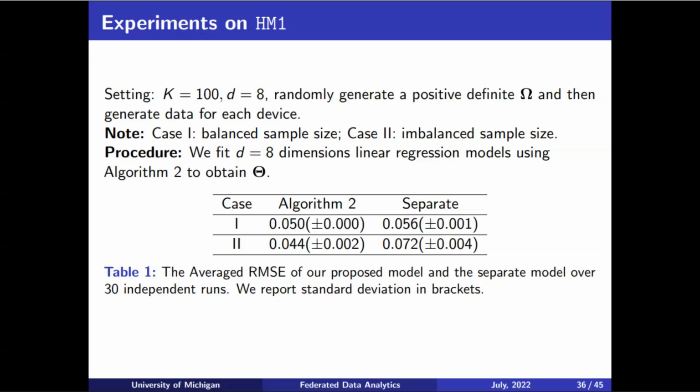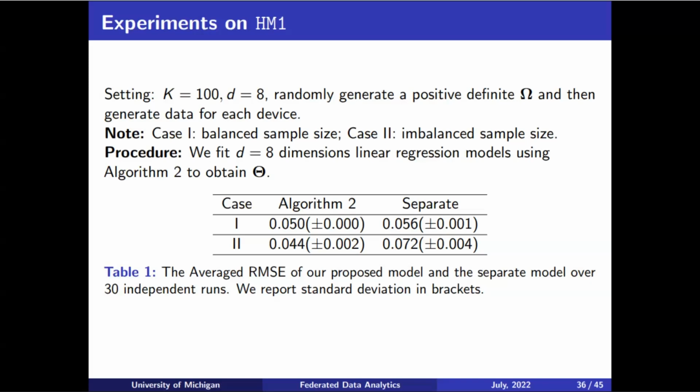In case 2, for the first 30 devices, we only assign 20 samples to each device. And for the remaining 70 devices, we assign 400 samples to each device. Overall, we create an imbalanced sample size scenario. We fit 8-dimensional linear regression models using algorithm 2 to learn the device parameters theta 1 through theta k. Afterwards, we use the device parameters to perform prediction. We summarize the results in the following table. We report the average RMSE, or ARMSE, for each method.